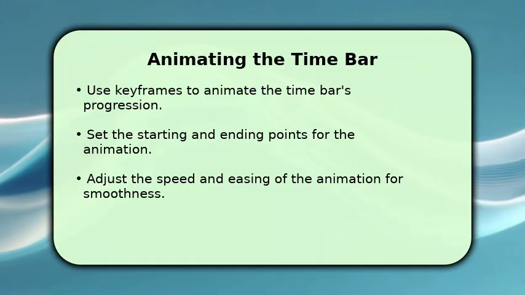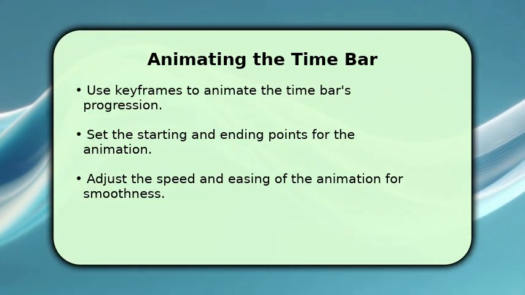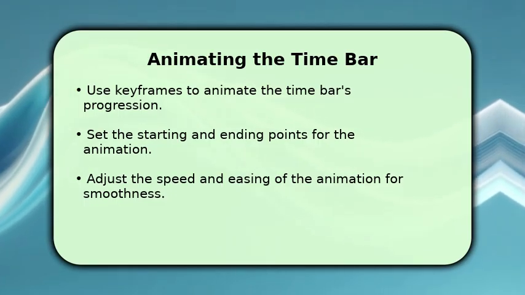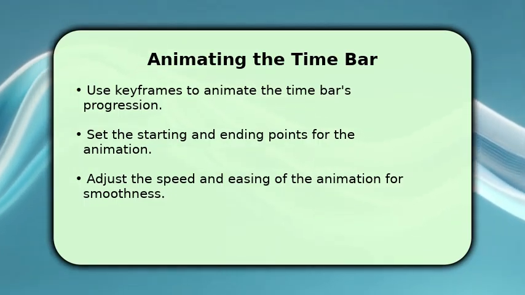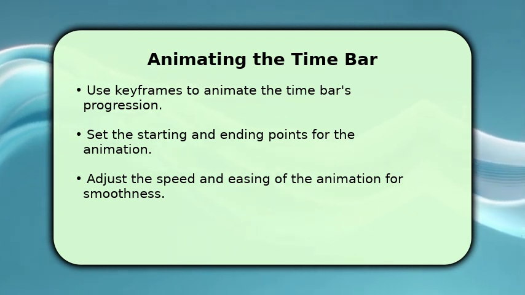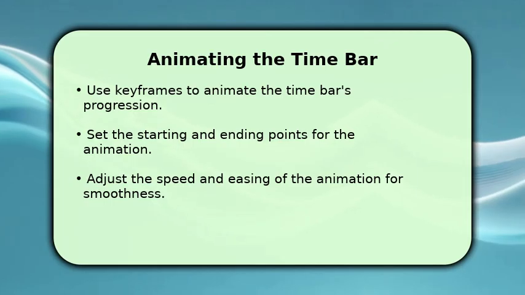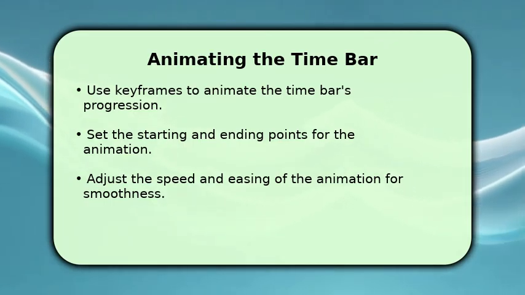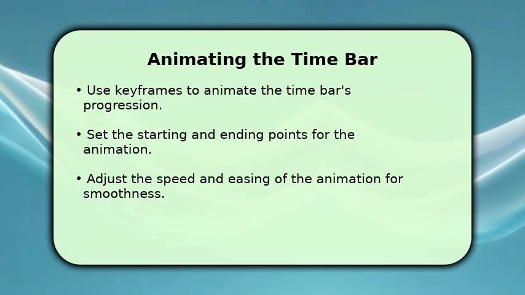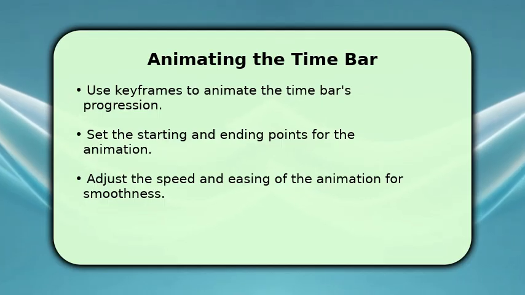To make your time bar dynamic, we'll use keyframes. Place your first keyframe at the beginning of your clip, setting the time to 00:00. Then, move to the end of your clip and add a second keyframe, updating the time to reflect the video's total duration, for example, 01:30 for a 90-second video. Capcut will automatically animate the numbers between these 2 points, creating a smooth progression.